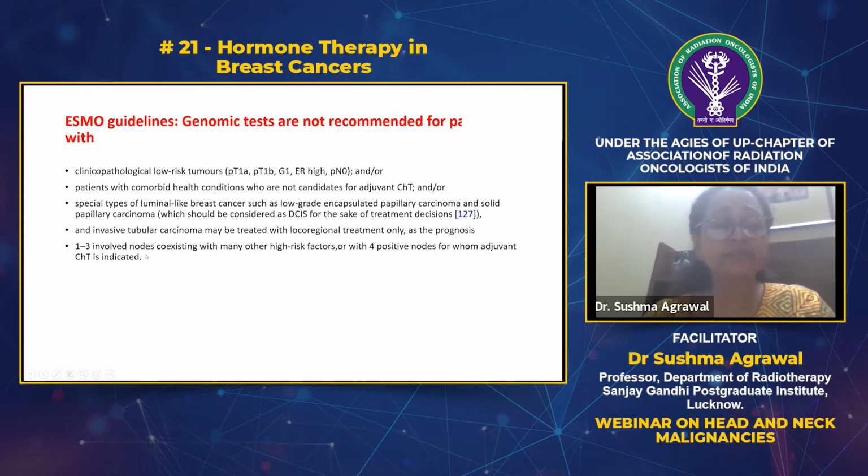And women with 1 to 3 involved nodes with coexisting other high risk factors, or positive nodes, in these women you should, as it is, go ahead with chemotherapy without doing a genomic assay. So you can save the cost in these women.